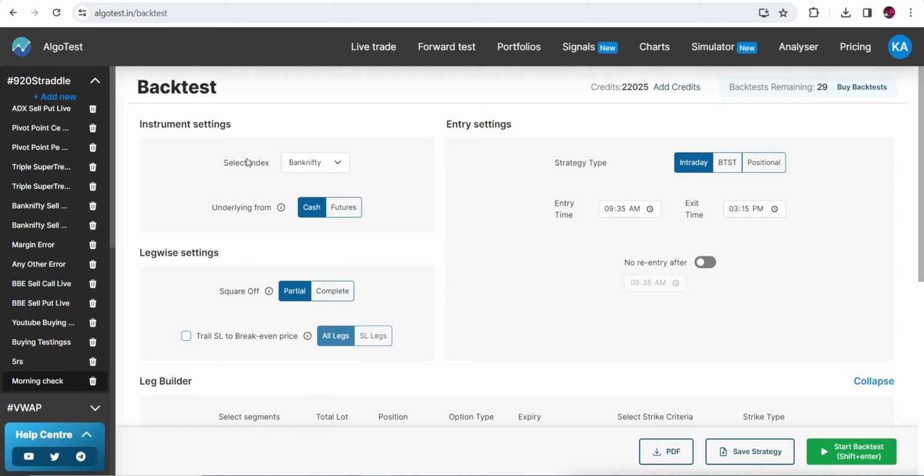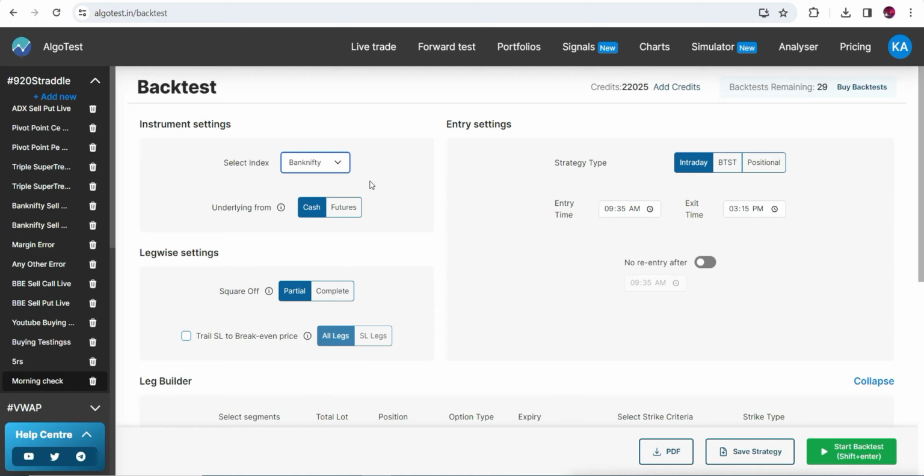For that, first we will select the index in which we want to trade. You have all the major indices of the Indian market, so you can select any index. We are selecting Bank Nifty here. Here, underlying from matters if we are selecting an OTM1 strike, meaning an out of the money strike. For selecting a strike, it has to take the price either from spot or futures.